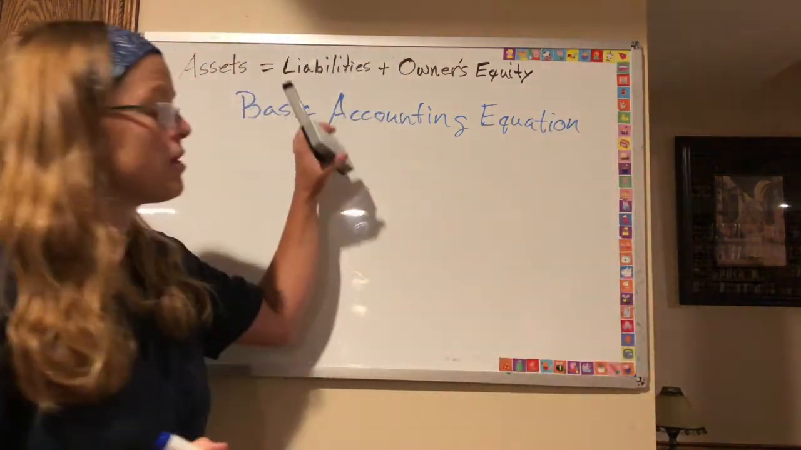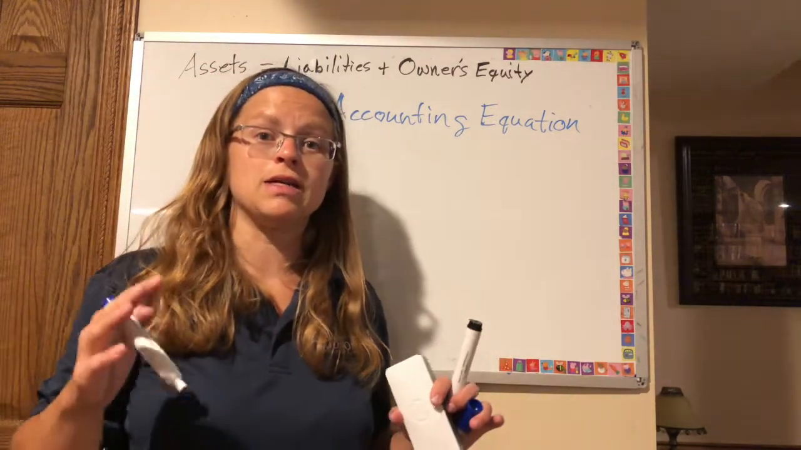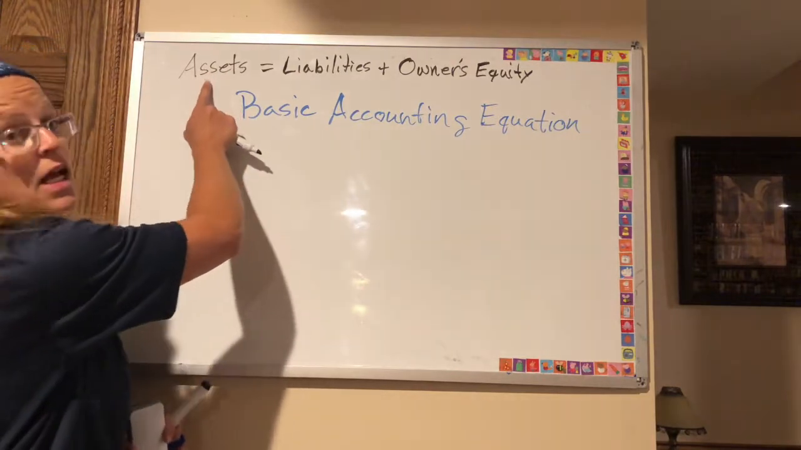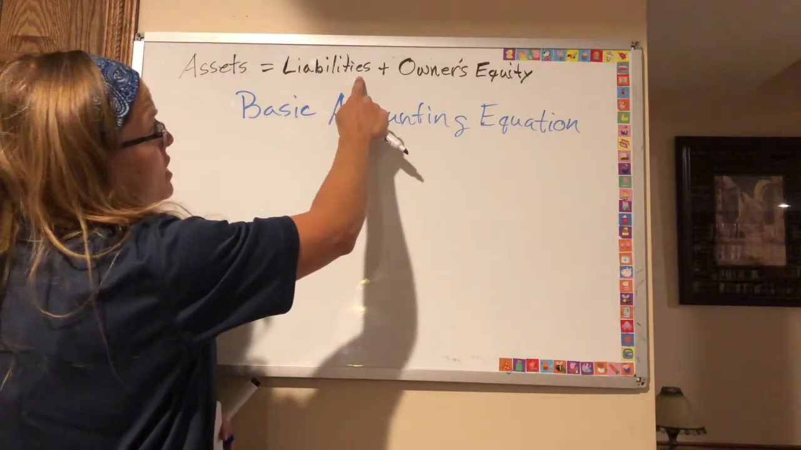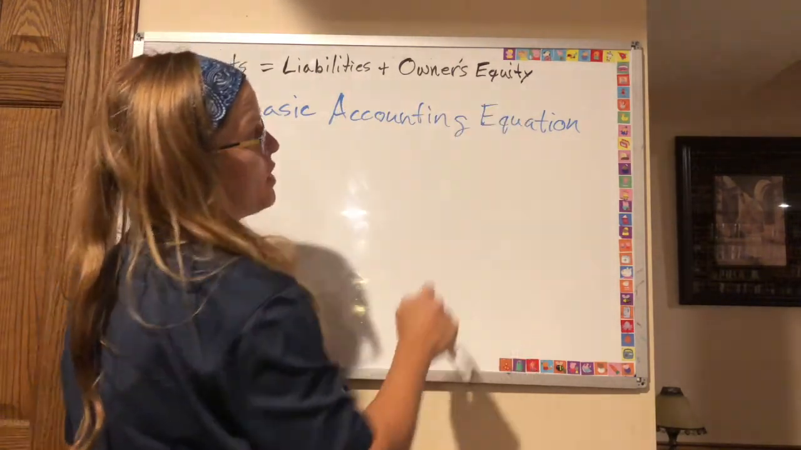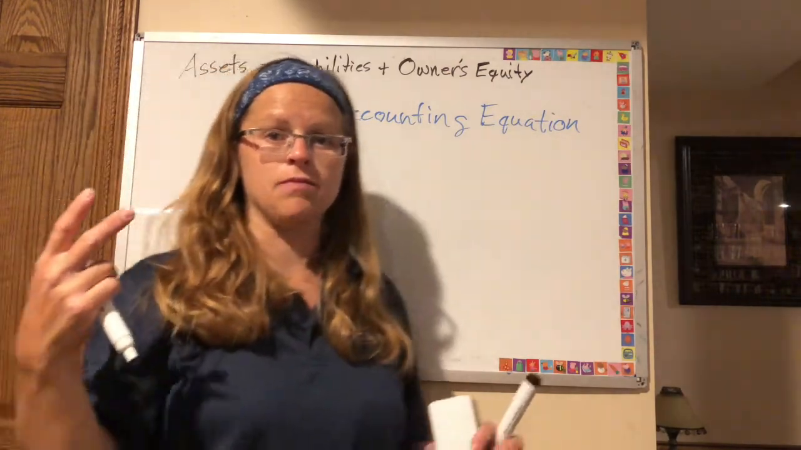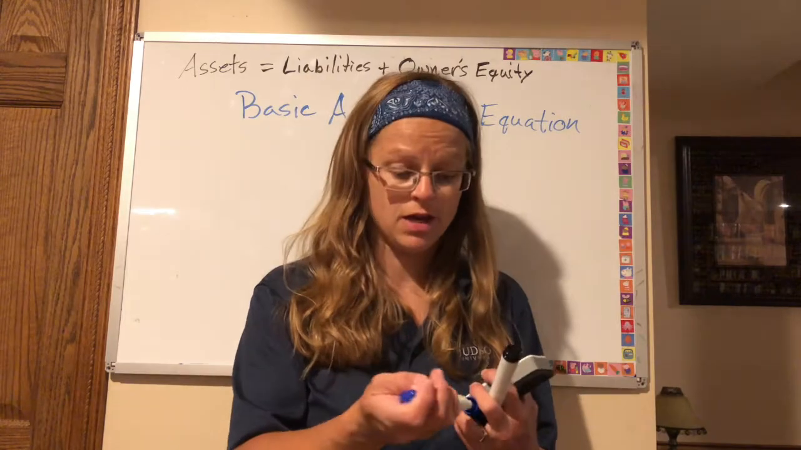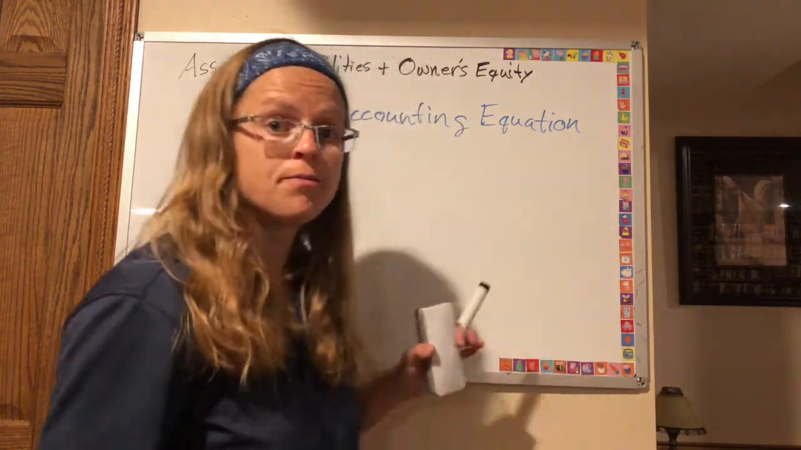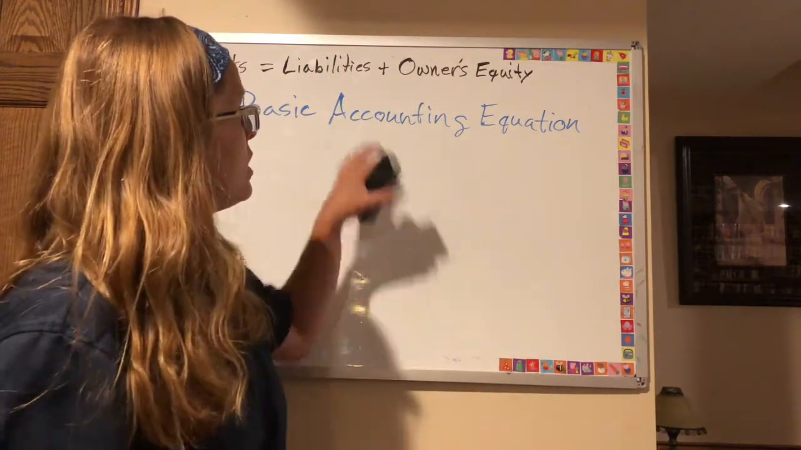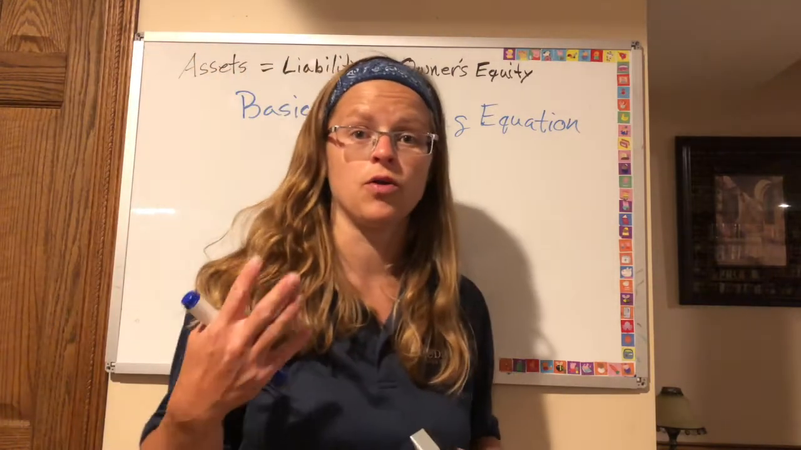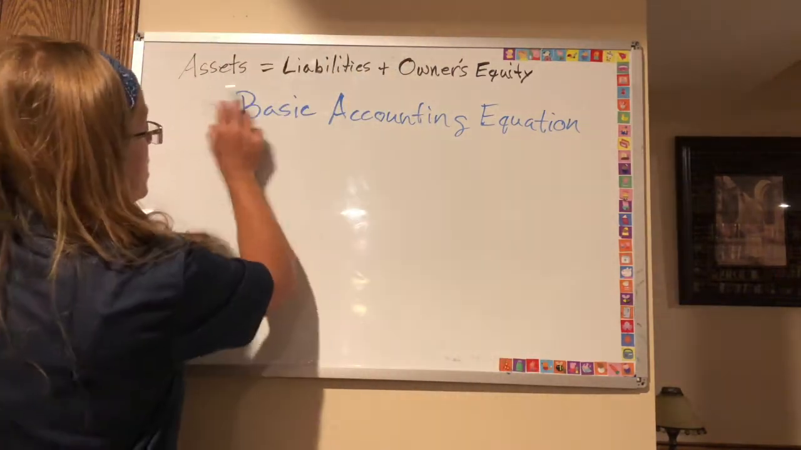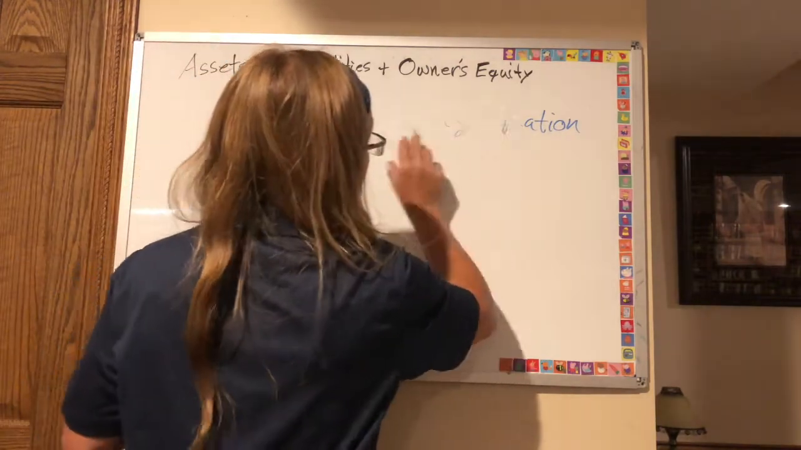Now this is nothing more than a simple algebraic equation. It's assets equal liabilities plus owner's equity. Right now that's not going to mean much to you. You're not going to really understand what it is unless you've had an accounting class. But we're going to dig deeper into the basic accounting equation and you're going to understand that more.